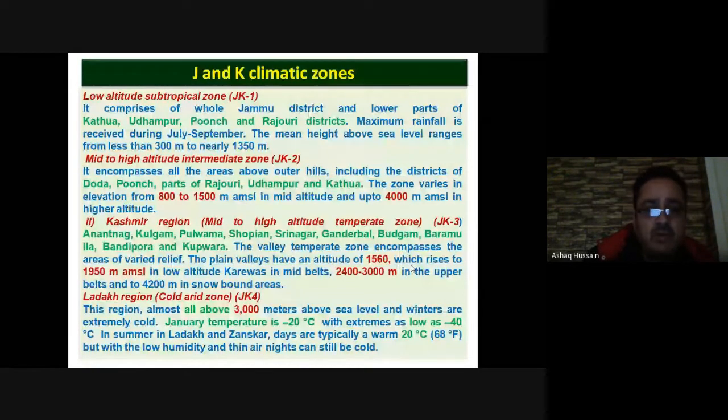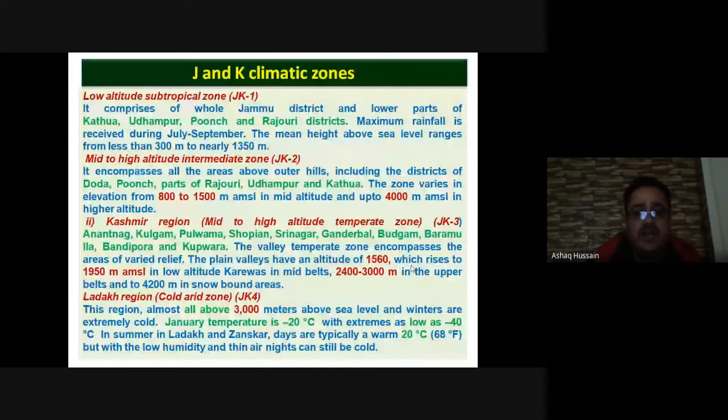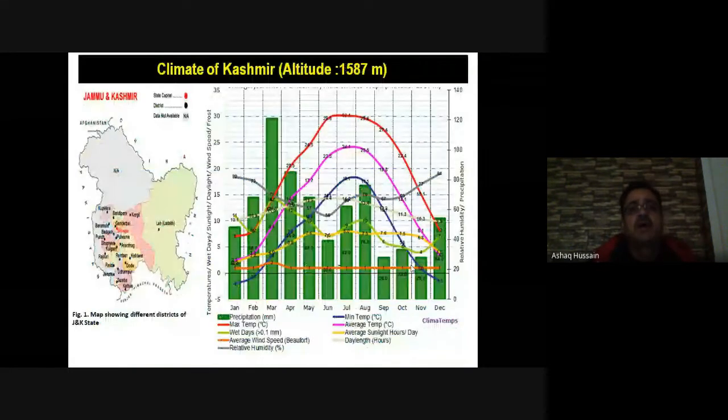Then when we move to the region of Ladakh, it is a cold temperate desert. This desert has an altitude of mainly average 3000 meters, and the temperatures range from -20, and may even go to -40 during winter time. So this is very cold, and the temperatures may rise to around 20 degrees Celsius during the summer, that is June and July. So the climate of Kashmir is what we will be dealing with in this slide.